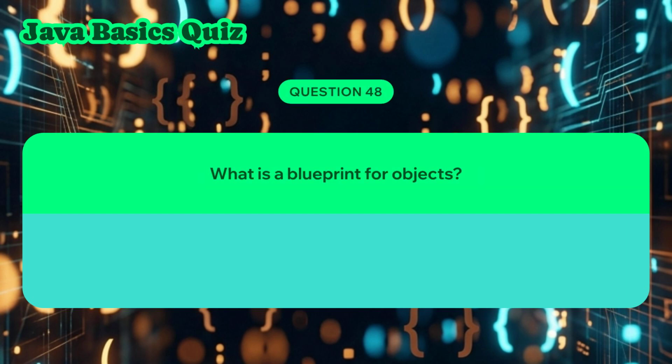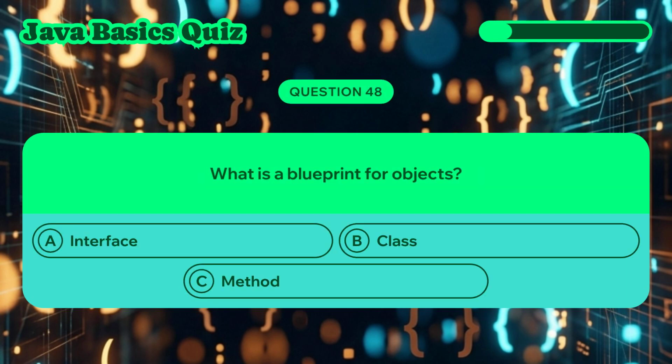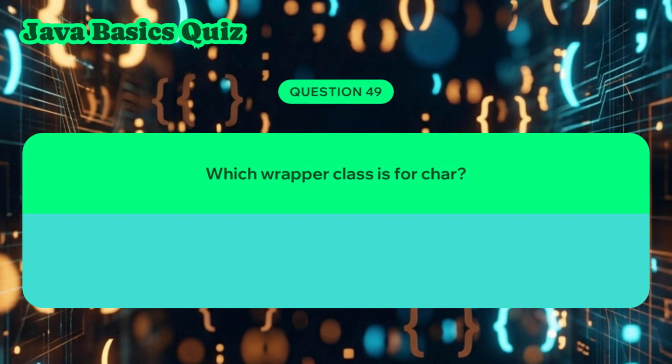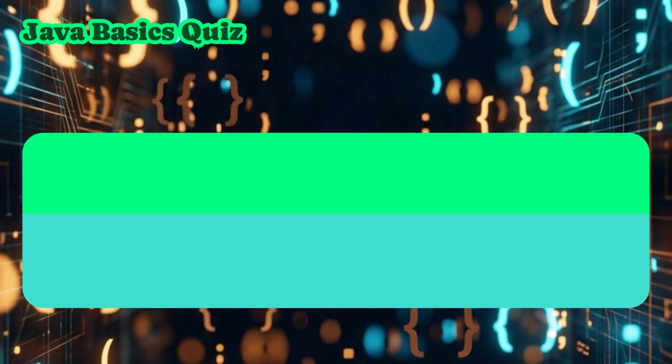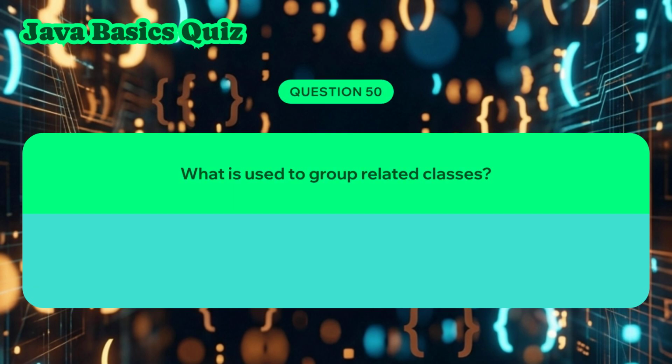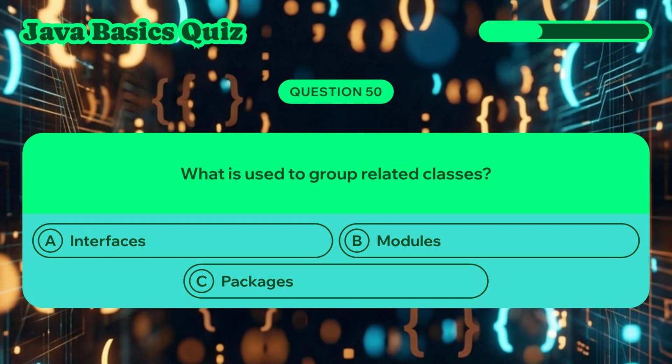What is a blueprint for objects? Which wrapper class is for char? What is used to group related classes?